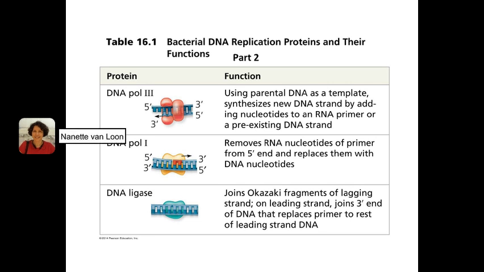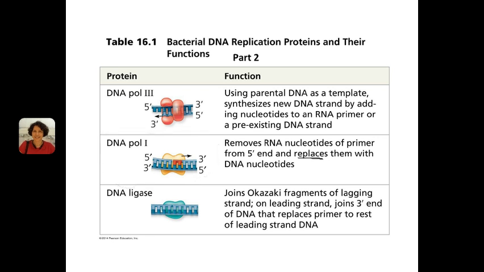Continuing table 16.1, we have DNA polymerase 3. DNA polymerase 3 uses the primer that was just put down by primase to add to, and it's going to use the parental DNA as template to synthesize a new DNA strand. DNA polymerase 1's job is to take out those RNA nucleotides that were previously put down by primase. So all those RNA primers have to be removed and replaced with DNA nucleotides.